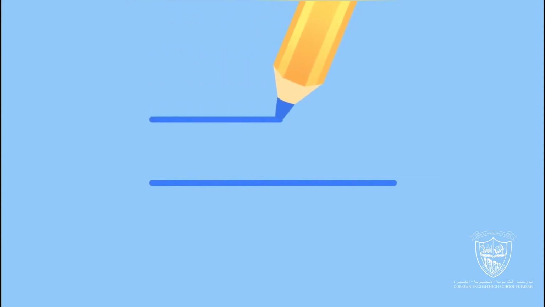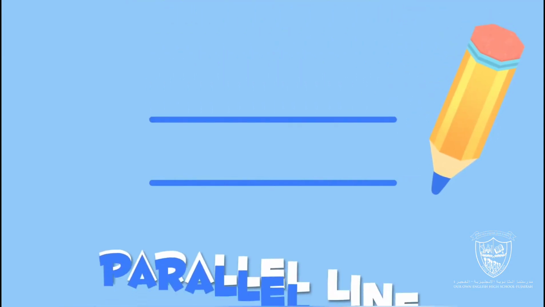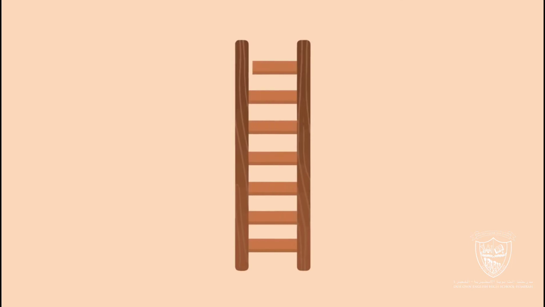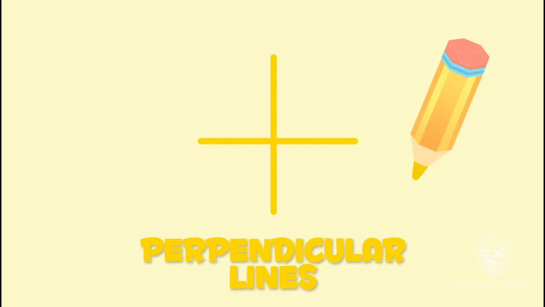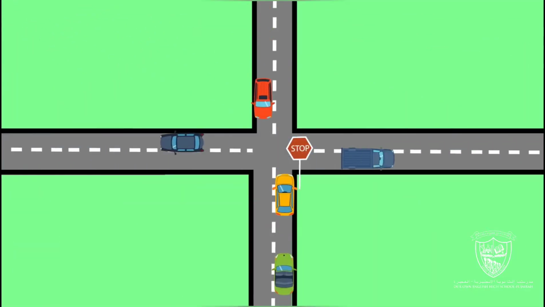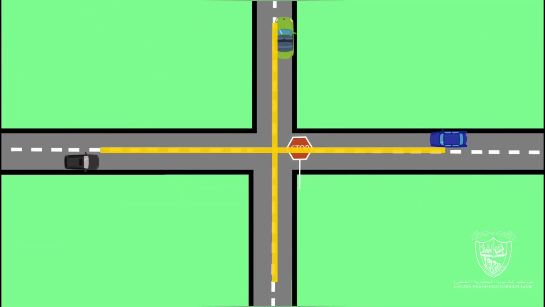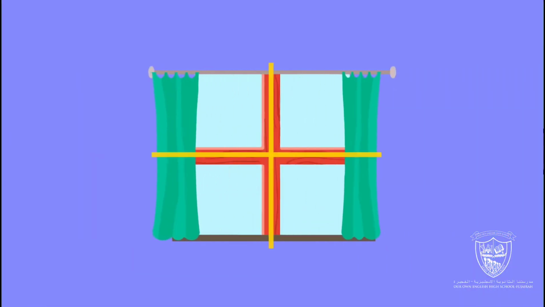Now here's 2 lines, one next to the other. They're called parallel lines because they never touch. The lines in this notebook, or the steps of this ladder, are parallel. We can turn a parallel line to make it vertical. When parallel lines crisscross, they change to perpendicular lines. Perpendicular lines look like this crossroads, or the frame of this window.